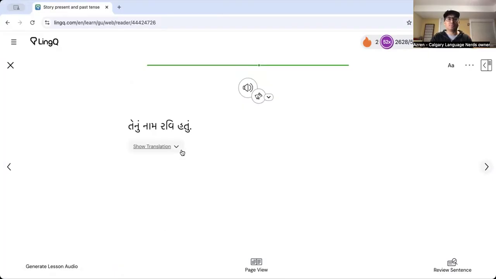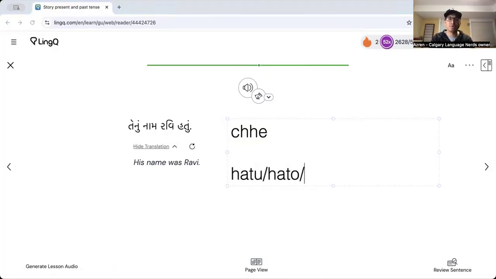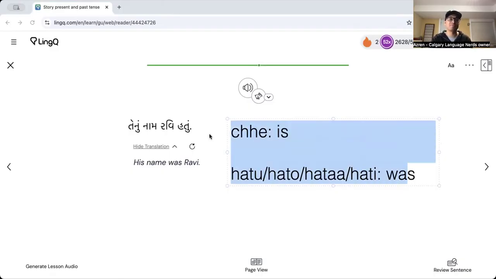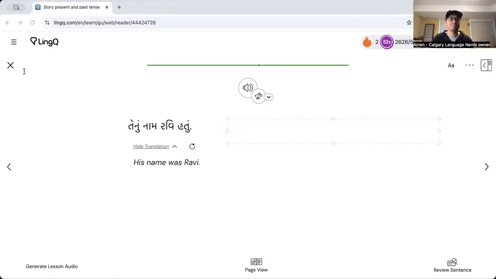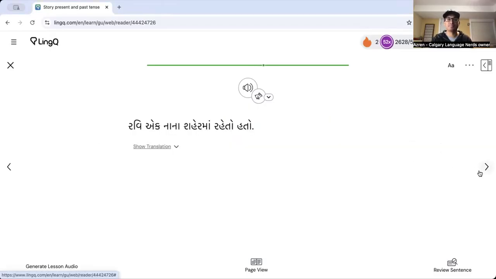Enu naam Ravi hatu. His name was Ravi. So you'll notice again, if you watch the previous lesson, we had a lot of che in the first lesson. We're gonna see a lot of hatu, hato, hata, and hati, right? Che is kind of like is. These are all kind of like was or were, right? So these are all kind of like the past tense, and this is all the past tense story. So his name was Ravi. Enu naam Ravi hatu. Ravi ek nana shaheramaa rehto hato. So Ravi lived in a small town.